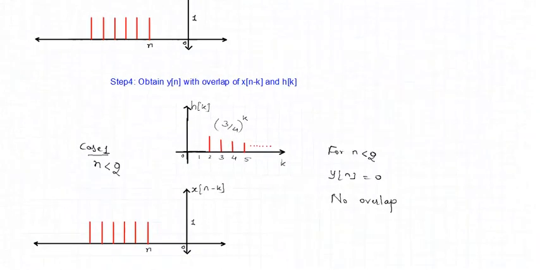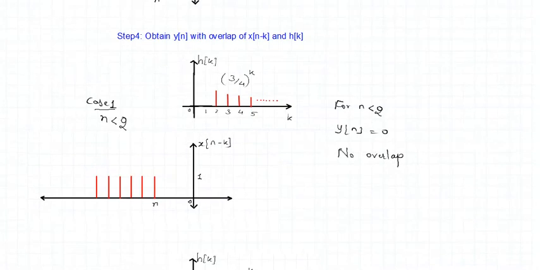Step number 4 is now to start the overlap between the two signals h[k] and x[n-k]. h[k] is fixed, whereas we are going to shift and overlap x[n-k] on h[k]. Let us formulate the cases such that we cover the entire region of h[k]. The cases should be formulated in such a way that all the region of h[k] is covered.